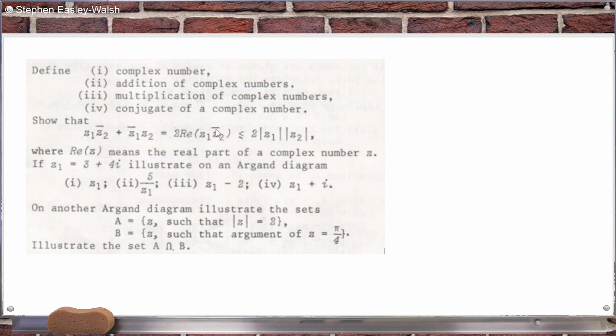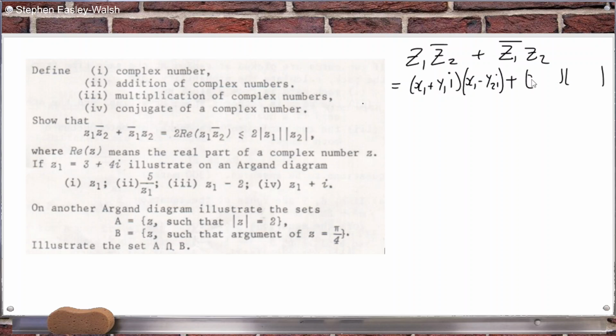Show that this is true. Z1 times Z2 conjugate plus Z1 conjugate times Z2. That's equal to (X1 plus Y1 i) times (X2 minus Y2 i) plus (X1 minus i Y1) times (X2 plus i Y2). I think I'm going to be out of space here.